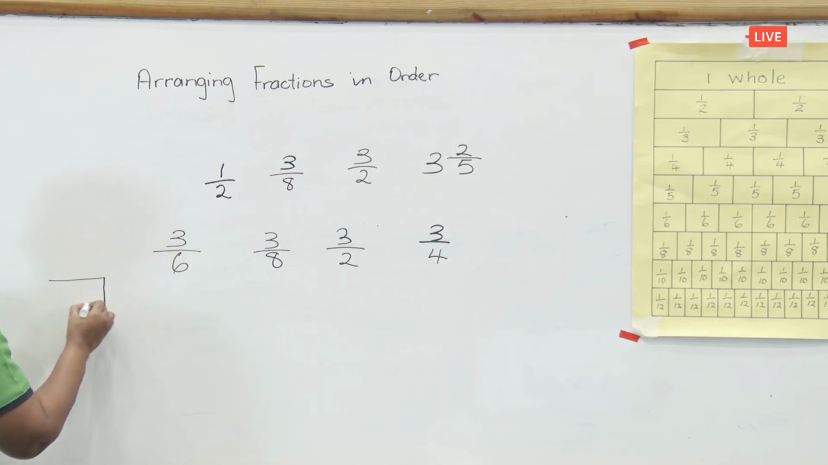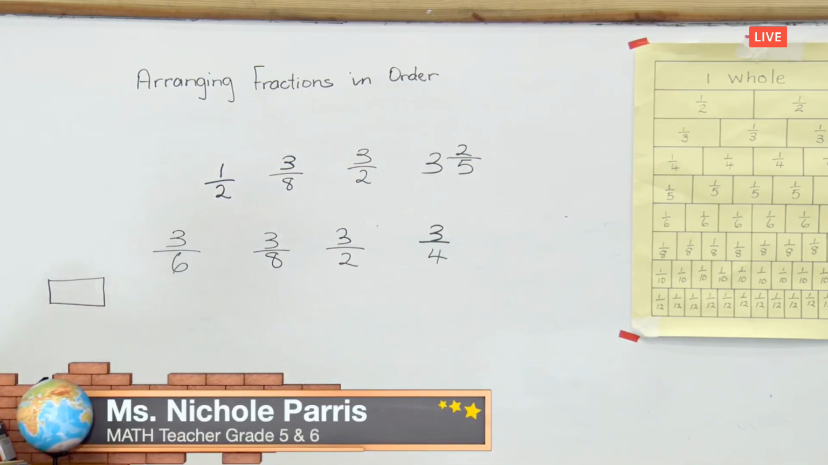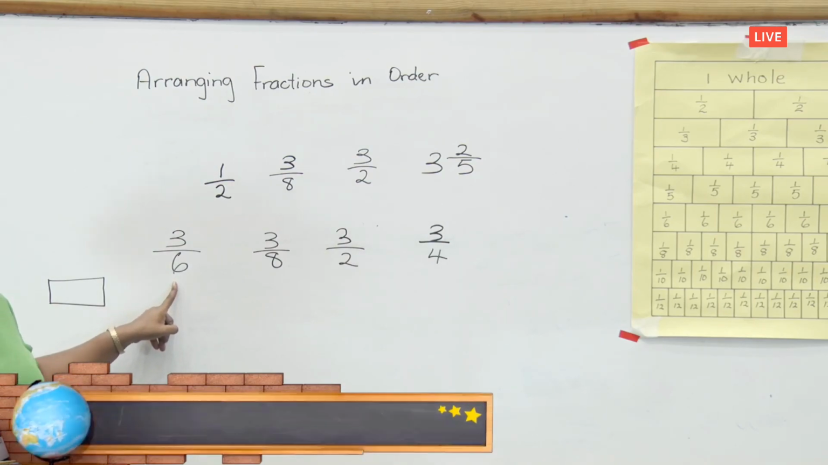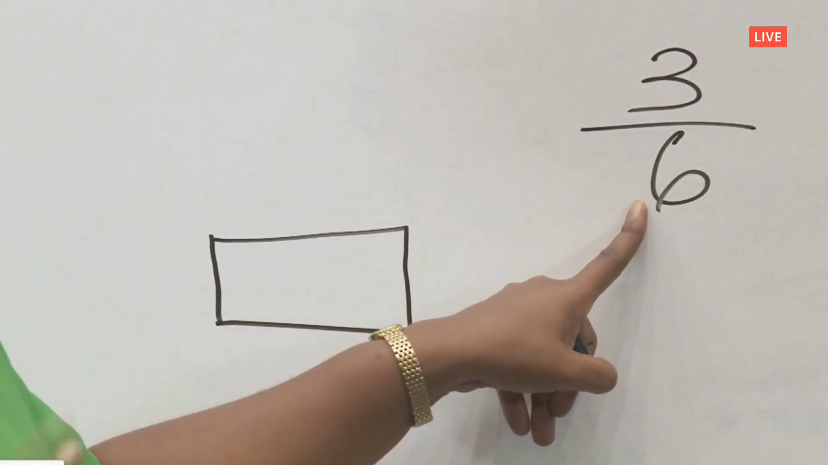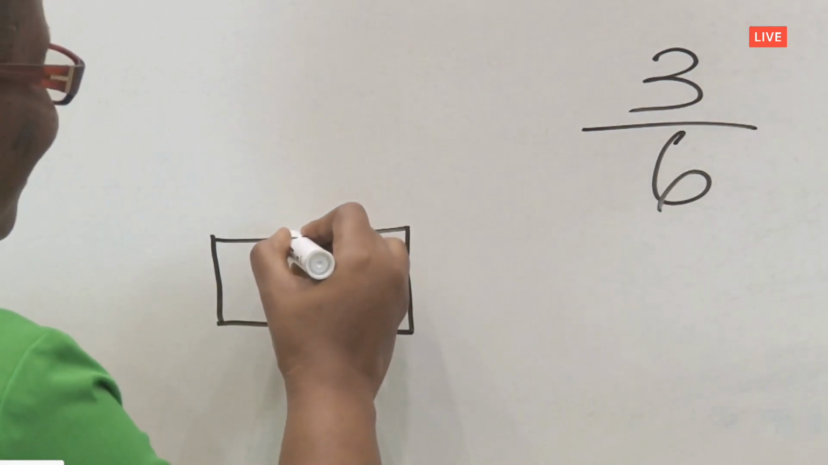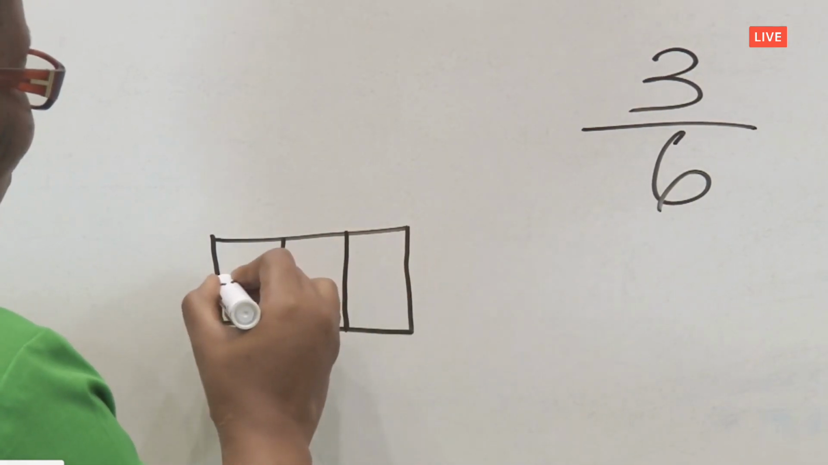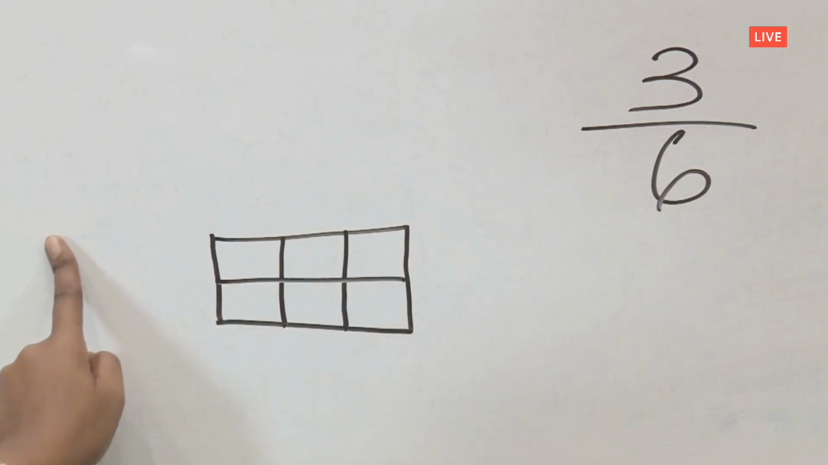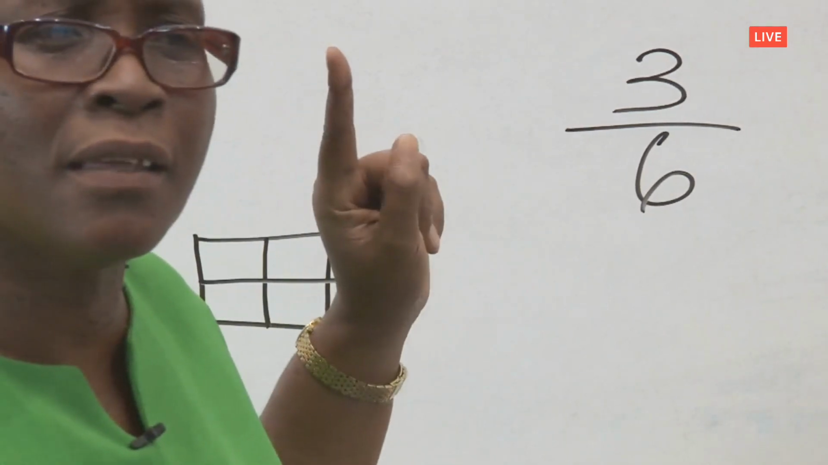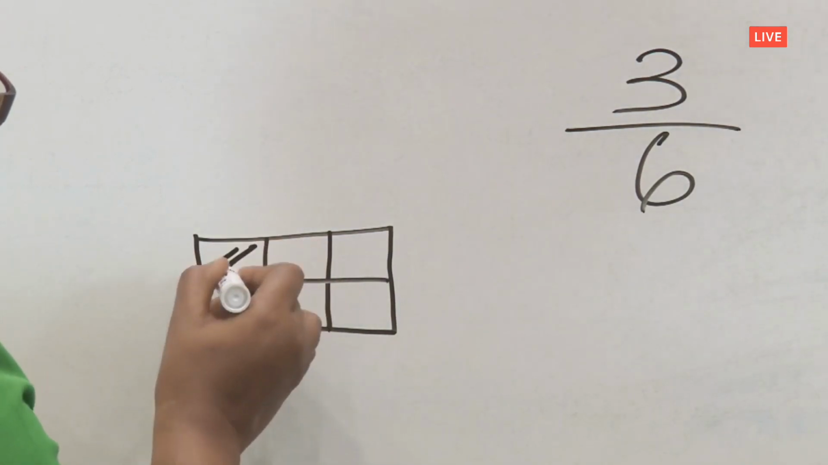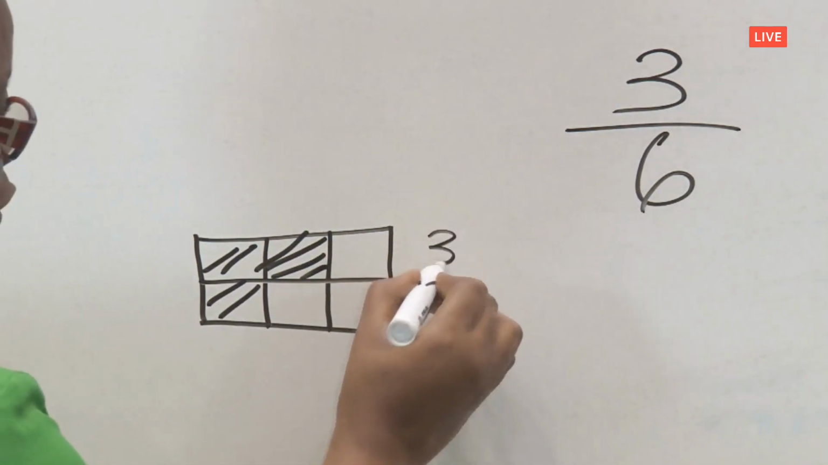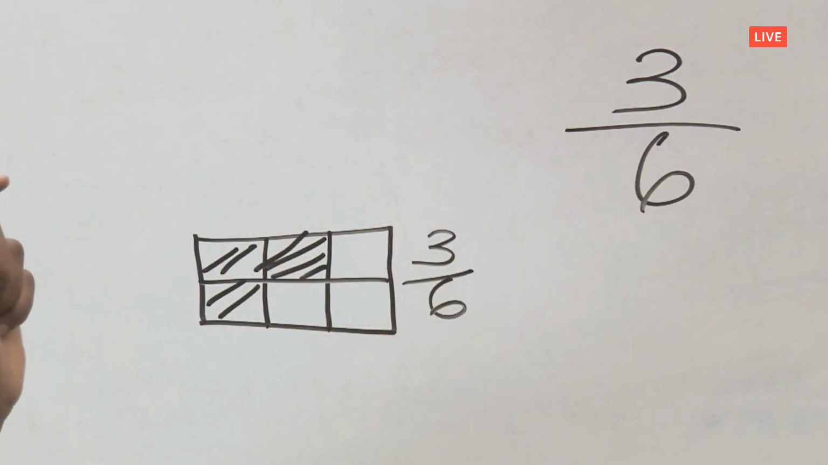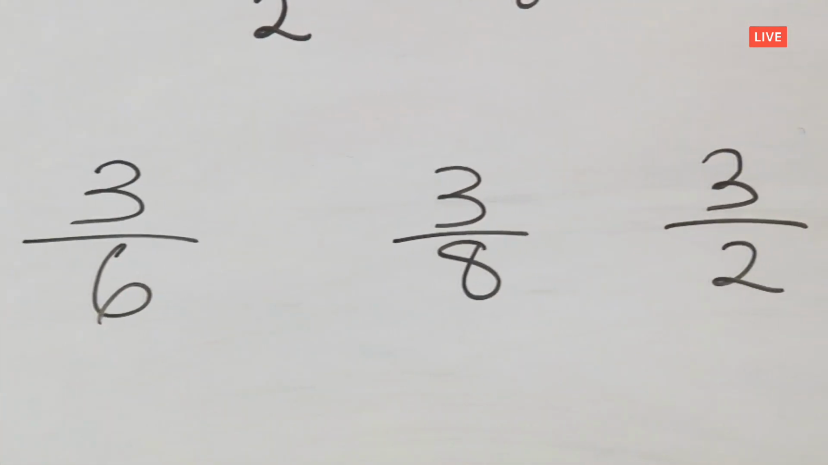So I'm going to draw one whole. How many pieces should my whole be divided into for this fraction? Correct. 6 pieces, because my denominator is 6. So here are my 6 pieces. How many pieces do I need? 3. So let's take out these 3. This is what I'm going to deal with. So this is my 3/6.